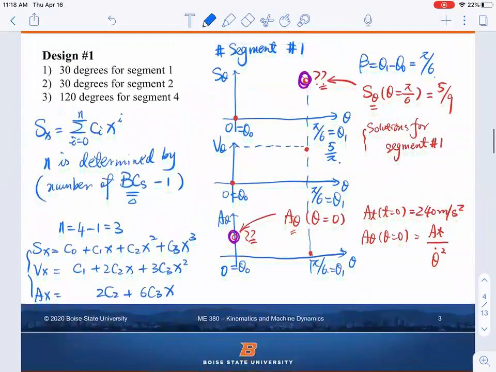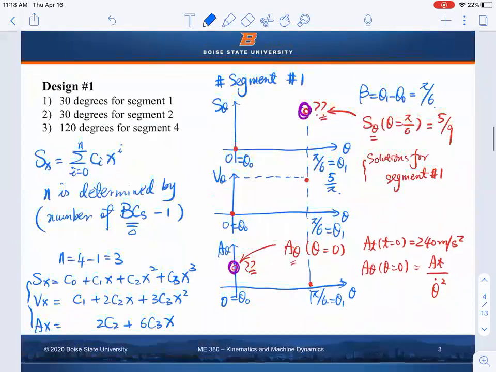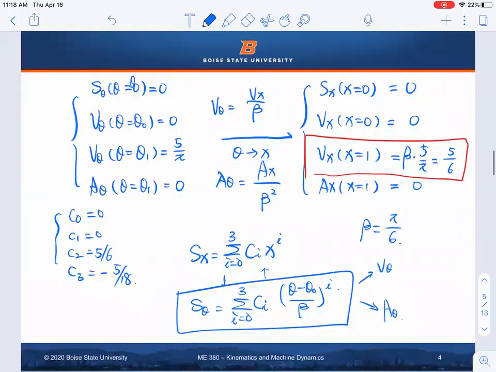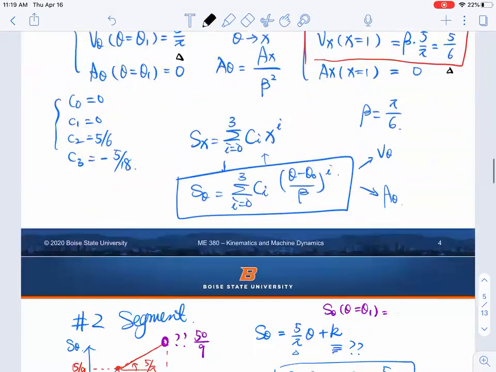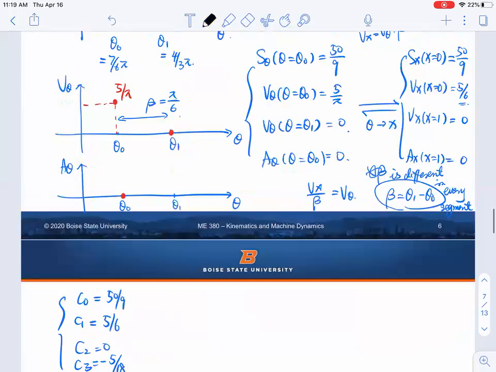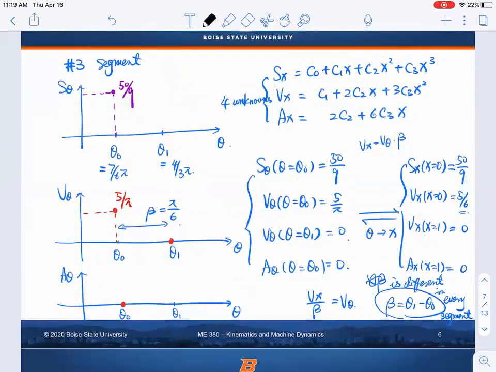In the very first segment, we already converted a velocity. We also found the velocity in the theta domain is 5/pi. Then we convert it to velocity Vx, and that gives us 5/6. And if you move to segment number 3, your velocity in the theta domain is again 5/pi.